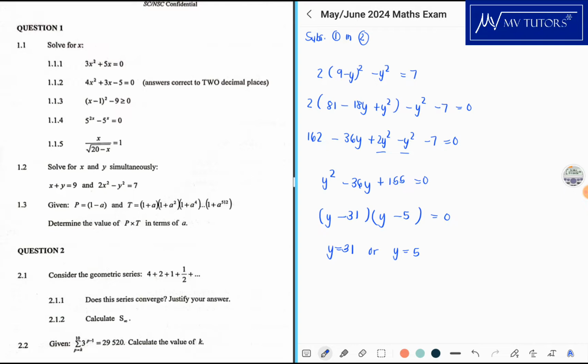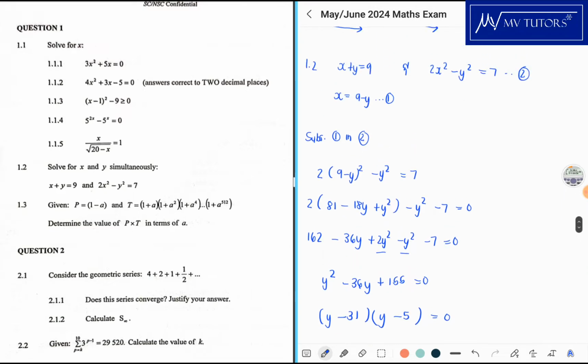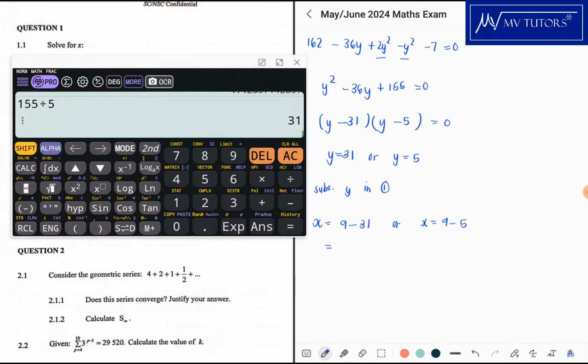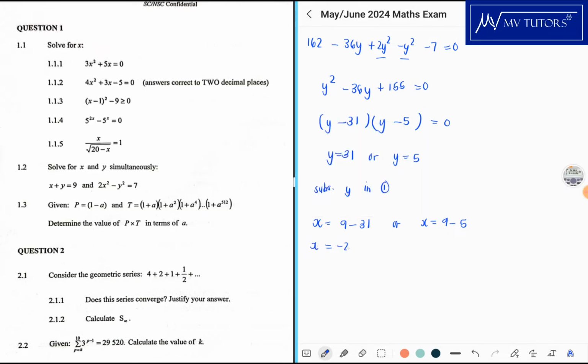Let's now get x, right? So we're going to substitute our y values into equation number 1. Remember equation number 1, x is equal to 9 minus y. So x is equal to 9 minus y, where y is 31. And x is equal to 9 minus y again, where y is equal to 5. What is 9 minus 31? It's negative 22. So x is negative 22, for y is equal to 31. And x is equal to 4, for y being equal to 5.